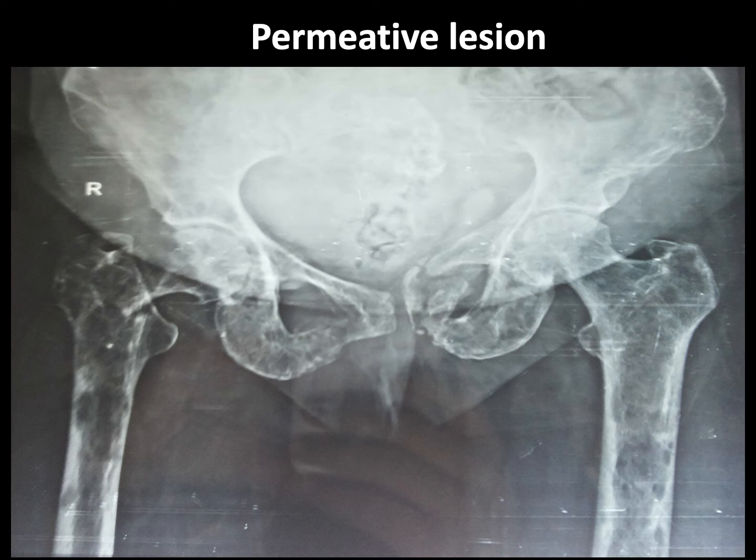Next is the permeative type of lesion, which is classically seen in Ewing sarcoma and a few metastatic lesions. Here we can appreciate a permeative type of lesion involving the femur and pelvis bone, with pathological fracture of the femur and pelvis.